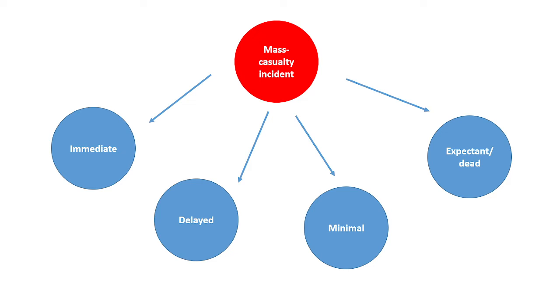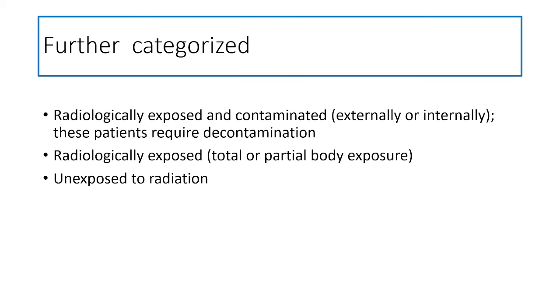and expectant. Immediate patients are those who cannot wait even a couple of seconds and need resuscitation immediately. Delayed patients have injuries, but they are not in respiratory distress and there is no major hemorrhage. Minimal patients are the ambulatory patients, who can be dealt with as outpatients. And then expectant, where the patients are too sick and likely to die with the available resources.